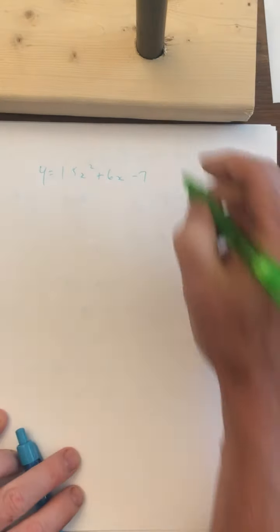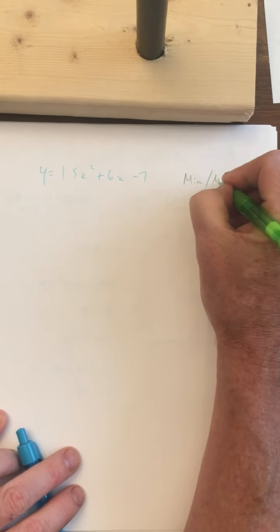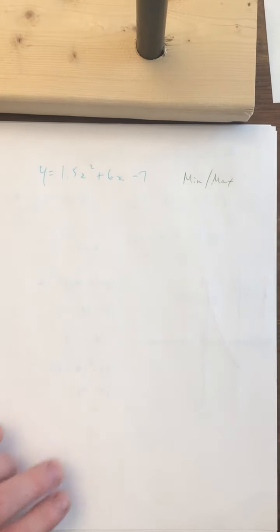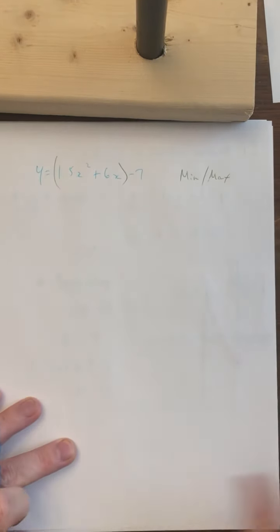Here I want to know what is the minimum or maximum value for this equation in standard form. So I'm going to put it into vertex form like we did in the last lesson and find out what my minimum or maximum is. So brackets.